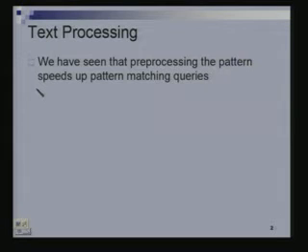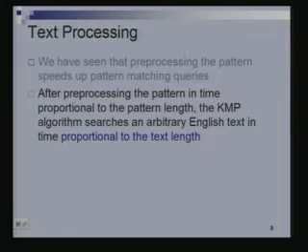If we did not compute the failure function h, then we just had the brute force method of matching the pattern, which took order mn time, m the size of the text and n the size of the pattern. So, after processing the pattern in time proportional to the length of the pattern, the Knuth-Morris-Pratt algorithm searches an arbitrary text in time proportional to the length of the text.